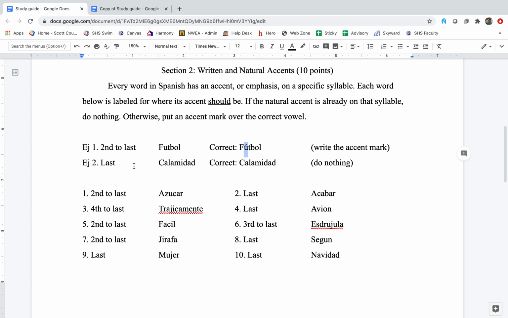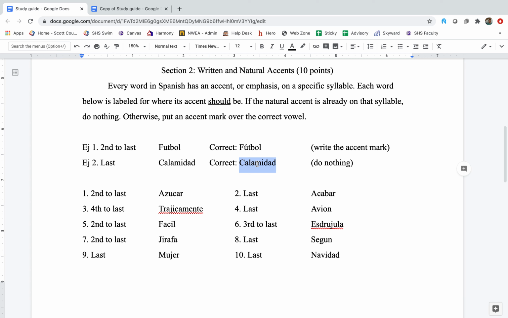In the second example, we do the same thing. This word is supposed to have its accent on the last syllable. So first we need to figure out where is the natural accent. We look at the last letter. It's a D. The D is not a vowel, S or N. So the natural accent would be on the last syllable. Where is the accent supposed to be? On the last syllable. So the natural accent is already where it's supposed to be. So I don't need an accent mark because the natural accent is already on the last syllable. So I just leave it alone.